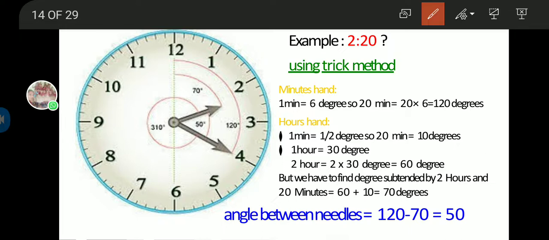Again, 1 hour, 30 degrees, right? 2 hours, 60 degrees. But we have to find the degrees subtended by 2 hours and 20 minutes. So here 60, add this and this. Here you need to add for the hour hand. So the angle between them is 60 plus 10, that is 70. The angle between the needles, the degree subtended, is 70.